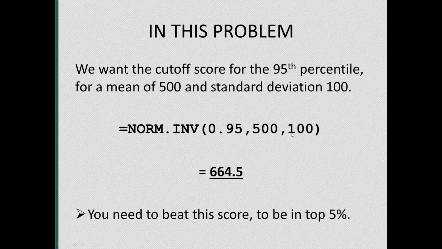95%, 500, 100. Again, you can type this in directly, or you can use the function wizard to build it for you. Either way, in a case, we get a 664. And you need to beat this score to be in the top 5%.